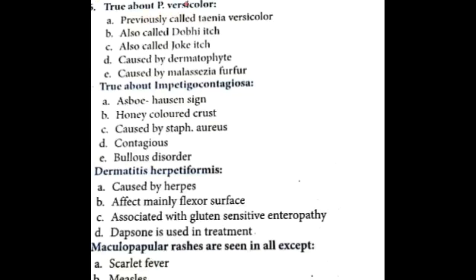True about pityriasis versicolor is. Pityriasis versicolor is also called tinea versicolor. True. Dhobi itch, jock itch, all these are dermatophytic infections. Tinea versicolor or pityriasis versicolor is caused by Malassezia furfur. Next question. Dhobi itch or jock itch, both are tinea cruris, that is dermatophyte involvement in the groin areas.